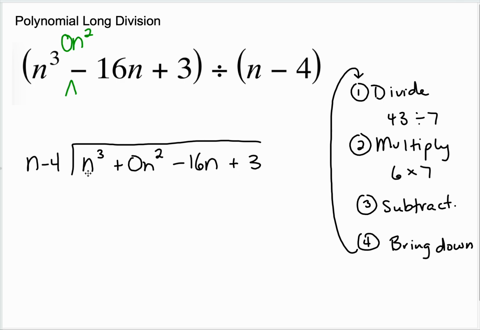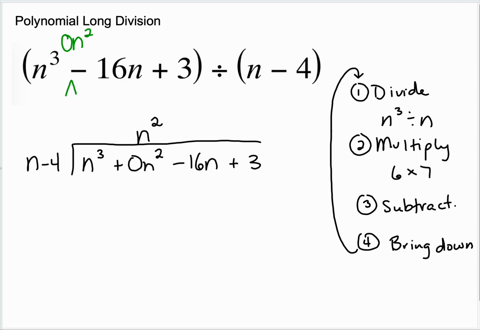Okay? So now I've got all of my places accounted for, and now I can go ahead and start this long division. So here, instead of dividing by the numbers, I'm really just focusing on the first term here, or on the variable term here. So I'm going to divide n to the third divided by n. And n to the third divided by n is n to the second.